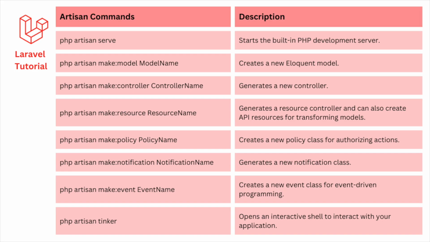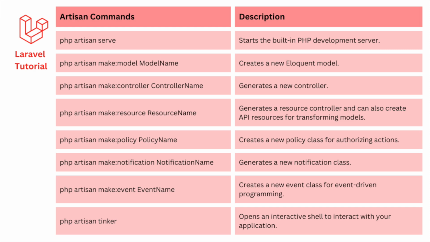Next is php artisan make:controller name. This will create a new controller. Here you will write your logic, and to load views you can call functions. Next is php artisan make:resource name. This generates a resource controller and also creates an API resource for transforming models. A resource is basically a single model that needs to be transformed into a JSON structure.